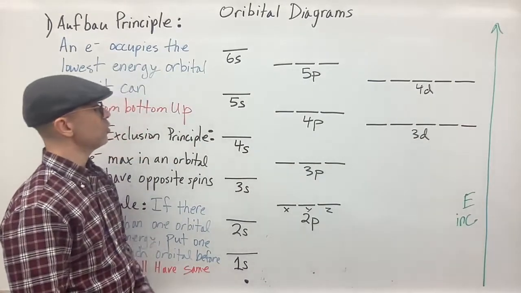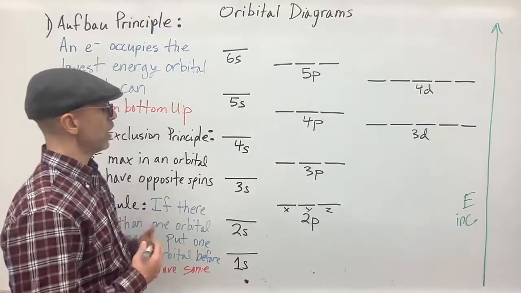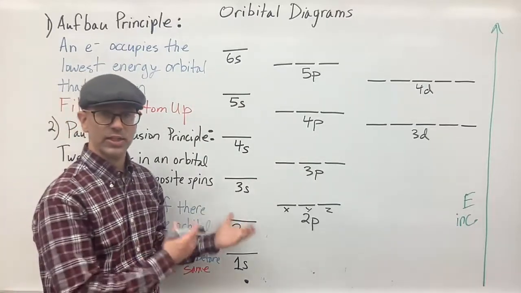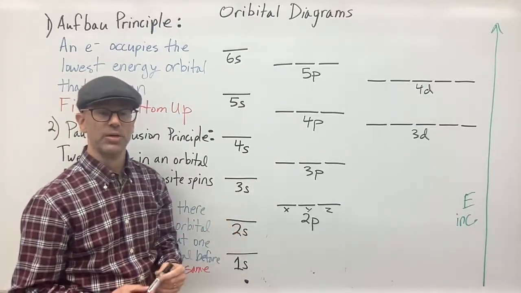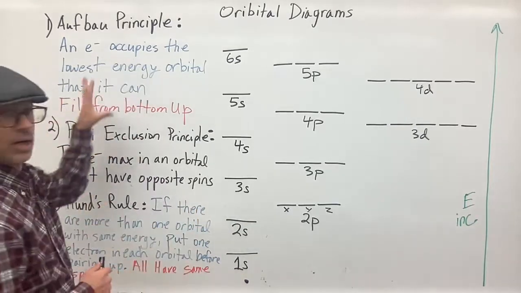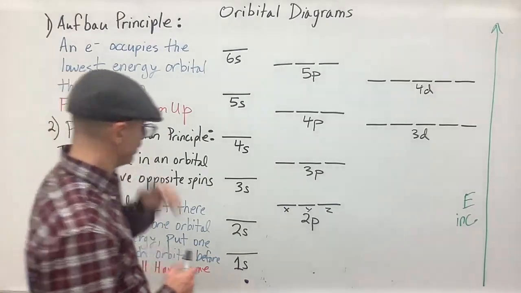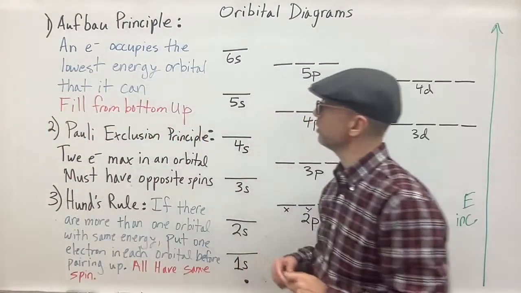Okay, so here's our orbital diagram. So how do the electrons go into the orbital diagram? So what rules do we follow? And so over here I have a few rules. I have two principles and a rule that we're going to follow. And so let's go over that right now.